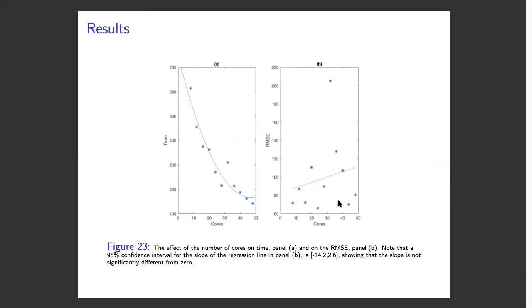What's the chance that you actually miss the global maximum? The chance of missing it is lower as you have more cores and more time, but it's not quantified.